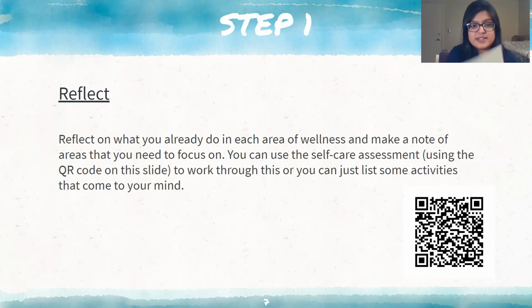For me, I did this and I saw that physical, social, and emotional wellness are the 3 that I could be working on. There's also something called the self-care assessment form. The QR code for this is on the slide, and this self-care assessment form can help you to work through the different areas of wellness and identify which areas could use some work.